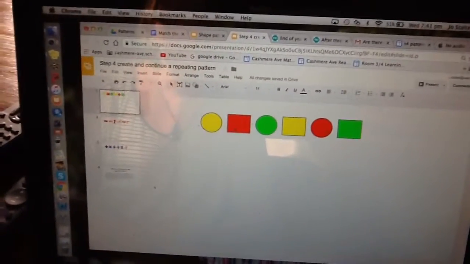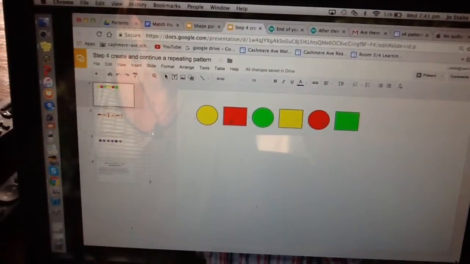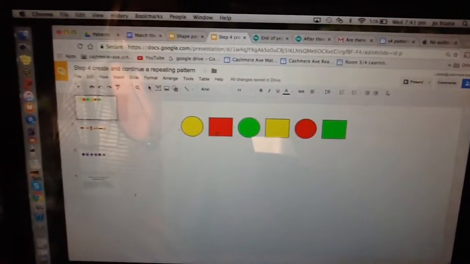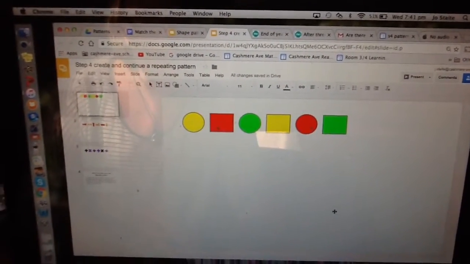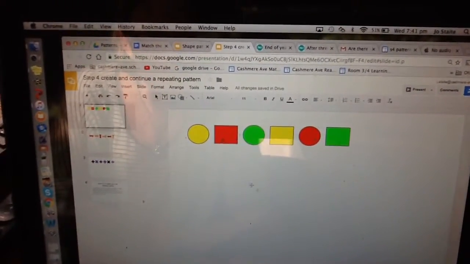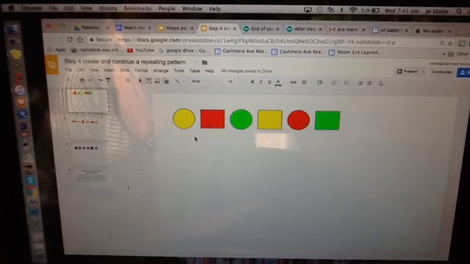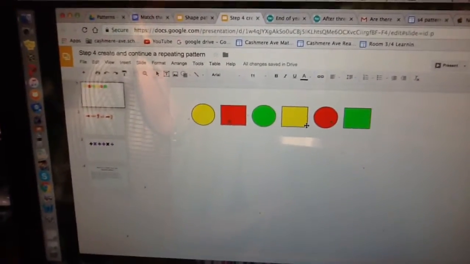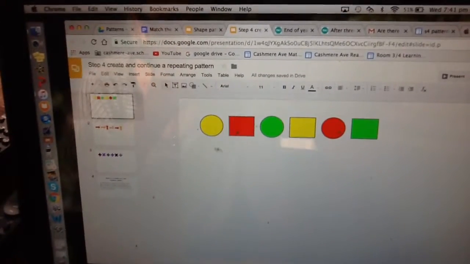Step 4, create and continue a repeating pattern. So I've got a pattern here, and I'm going to try to continue this pattern. And to do that, I have to work out what unit's being repeated. And I can sort of see that it goes a circle and a rectangle, a circle and a rectangle, circle and rectangle. But the colours aren't the same.